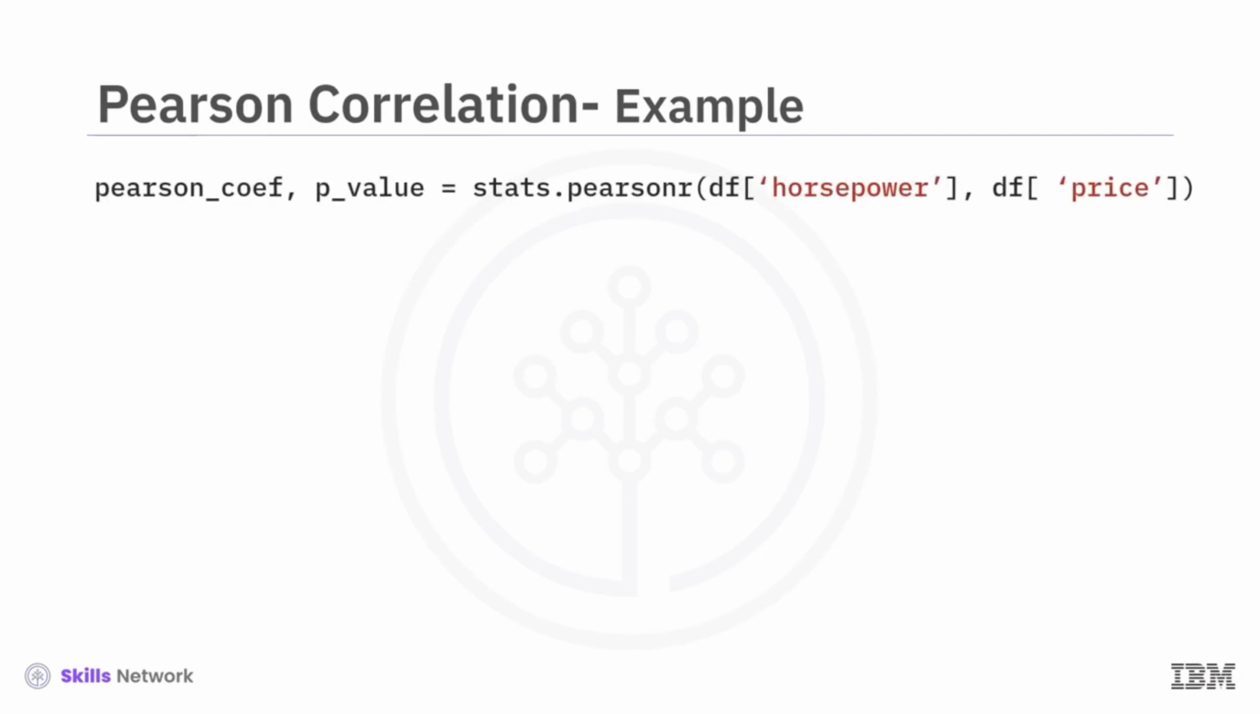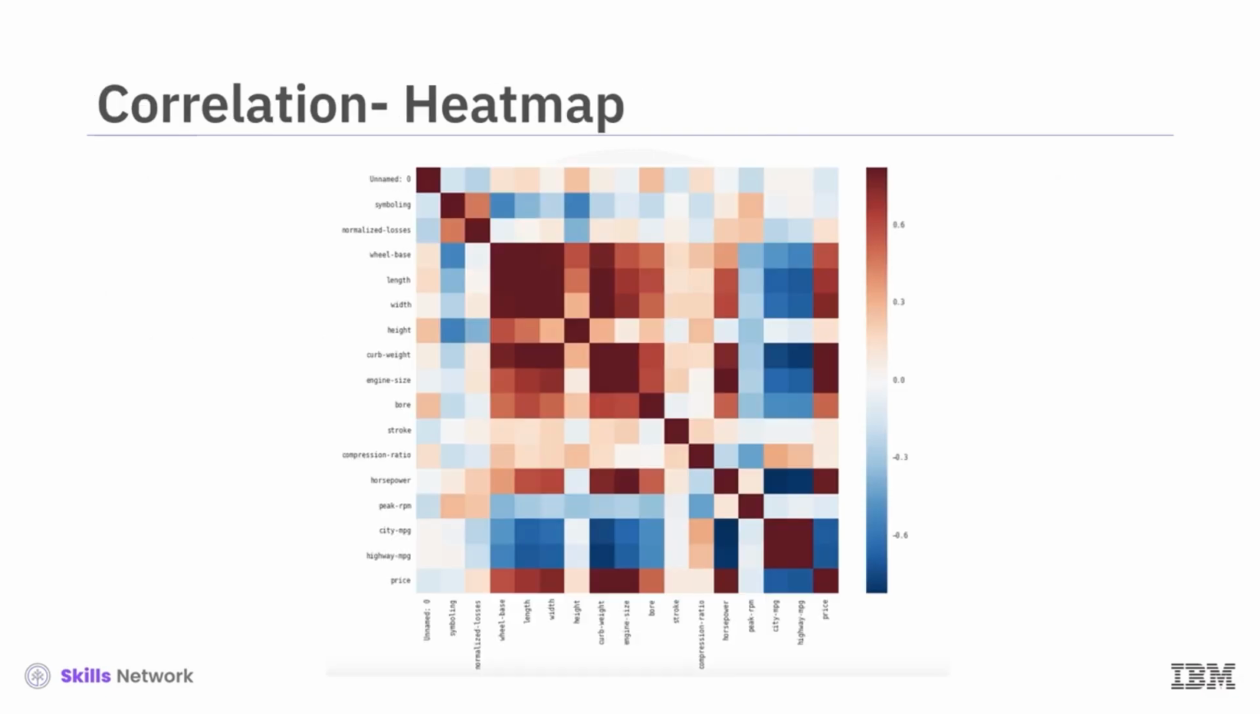In this example, we want to look at the correlation between the variables horsepower and car price. See how easy you can calculate the Pearson correlation using the SciPy stats package? We can see that the correlation coefficient is approximately 0.8, and this is close to 1, so there is a strong positive correlation. We can also see that the p-value is very small, much smaller than 0.001, and so we can conclude that we are certain about this strong positive correlation. Taking all variables into account, we can now create a heat map that indicates the correlation between each of the variables with one another.